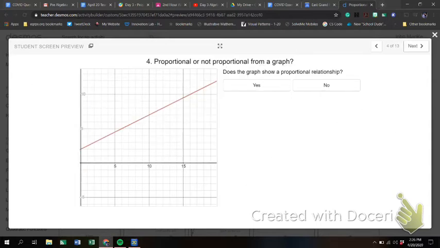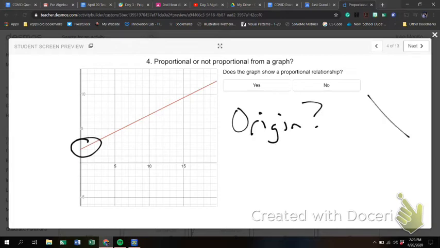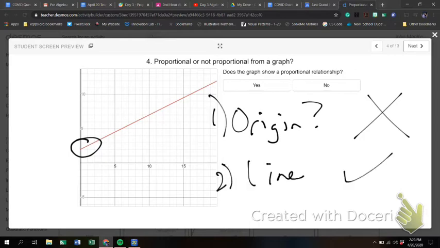Let's check it. This one looks a little different, guys. You might notice right here, does it go through the origin? It's a straight line, right? Check. But you need both. So this one is not proportional.